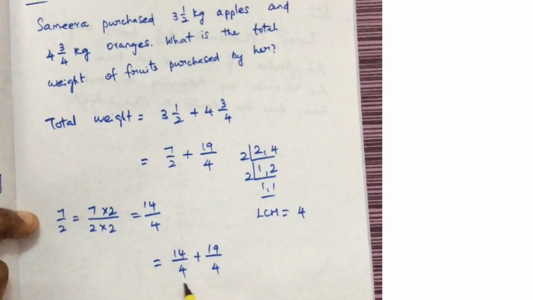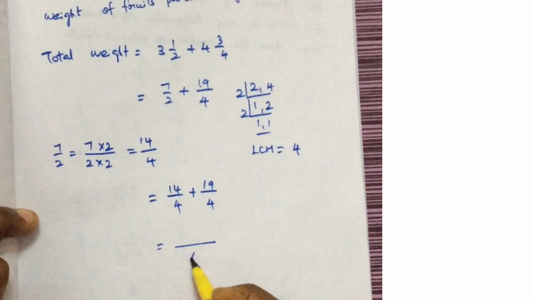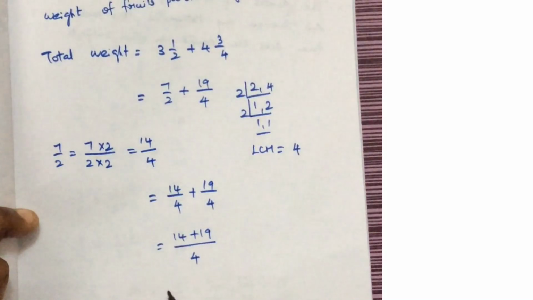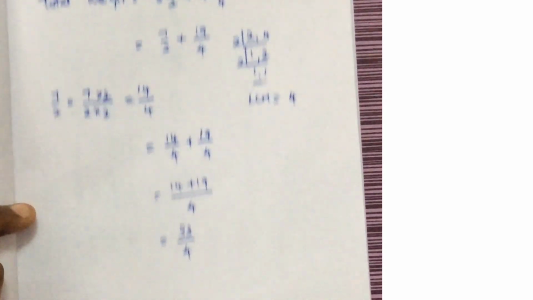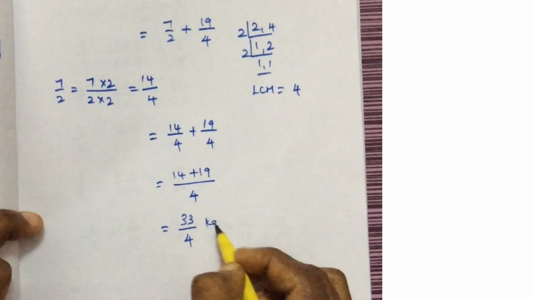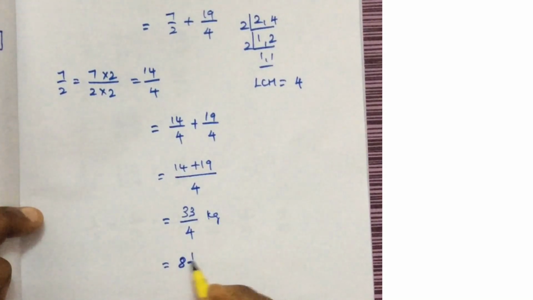Now, the denominators are the same. Now, I have to add, that is over 4, 14 plus 19. Okay, what is 14 plus 19? 33/4. Okay, this is an improper fraction. That you want to change into a mixed fraction, which is 8 1/4 kg.